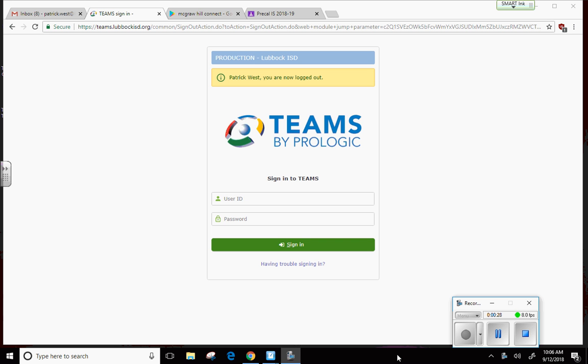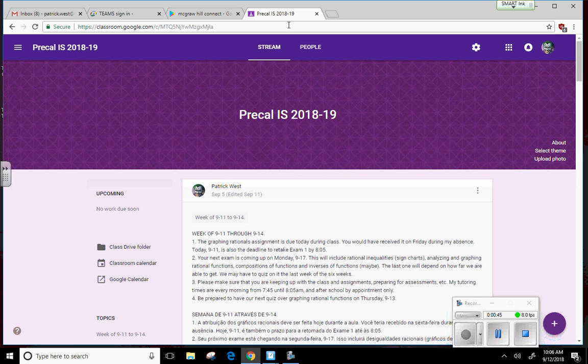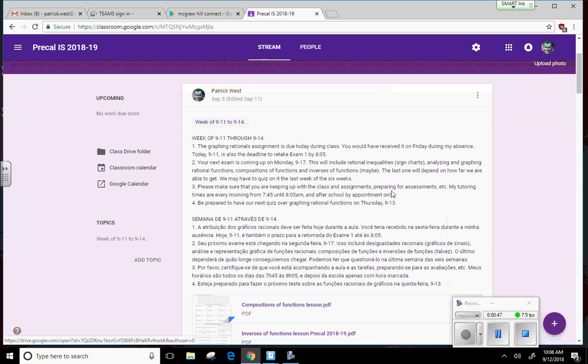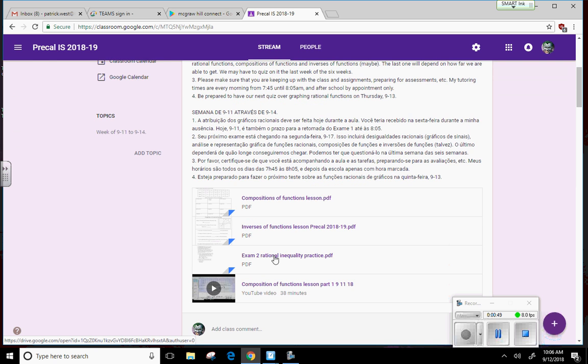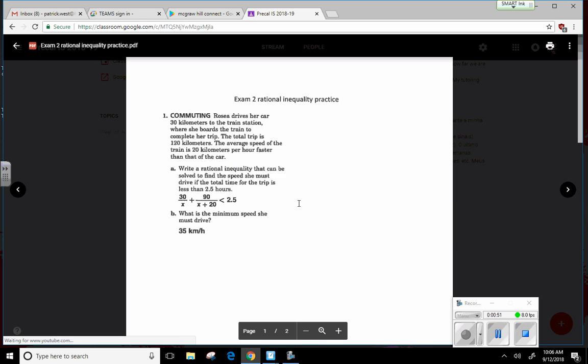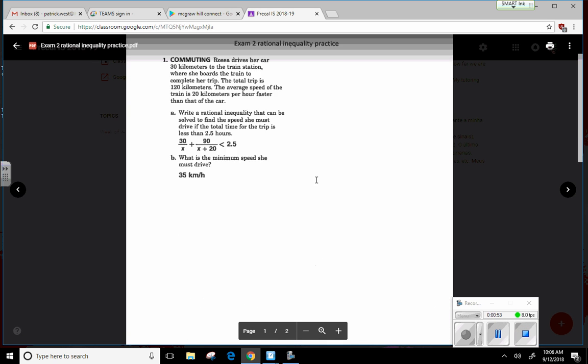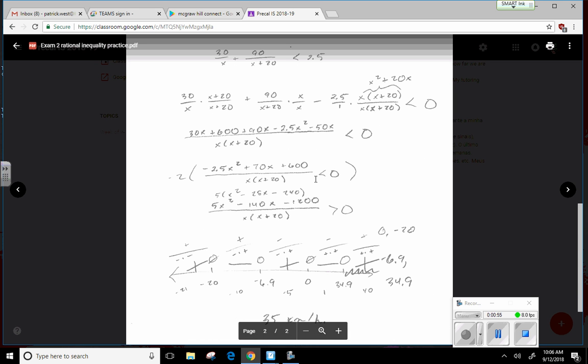I did mention yesterday that I was going to upload a problem that was very similar to your sign chart problem on the test, because this one is going to have you write the inequality yourself, simplify it, and then create the sign chart. So if you come on over to the website, here's the current week, 9/11 to the 14th. All right, exam 2, rational inequality. Okay, so here's a word problem. It's already got the answers, and I've got my work here that shows you how we got that.